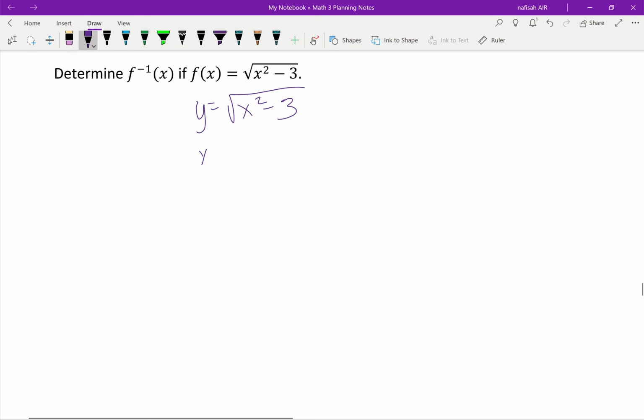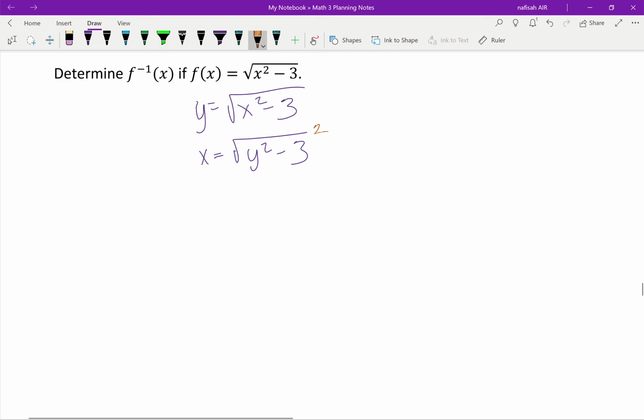So I'll have x equals the square root of y squared minus 3. Instead of y equals, I'm putting x equals. Instead of x squared, I'm putting y squared. I switched my x and my y. Now I need to solve for y.